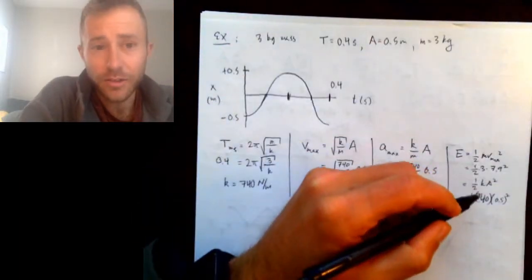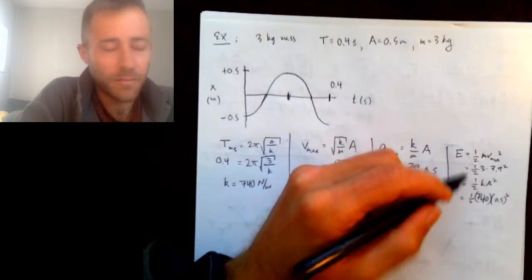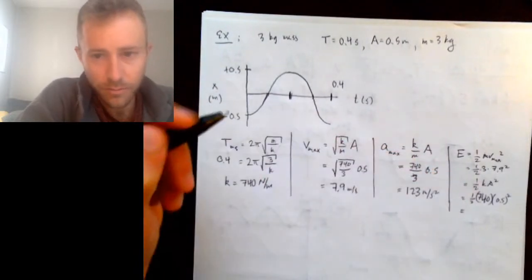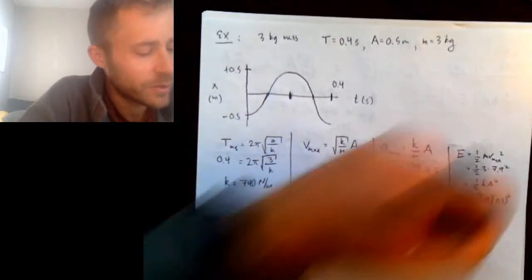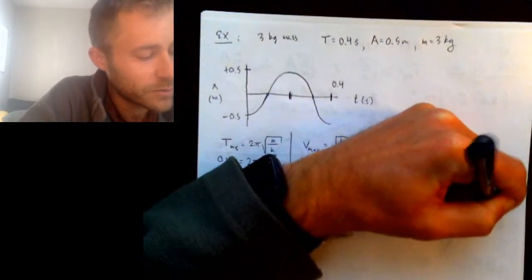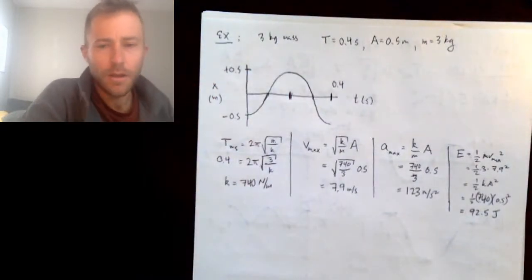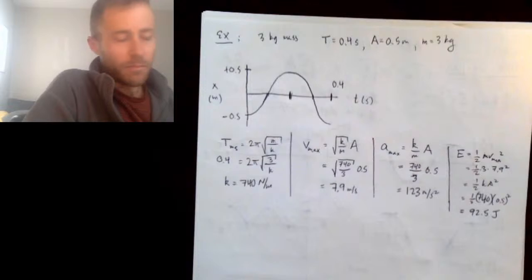So as a sanity check, these both have to give the same answer, which I assure you that they do. And that value, 92.5 joules, is the energy of this vibration right here. So now we go about and we make the graphs.